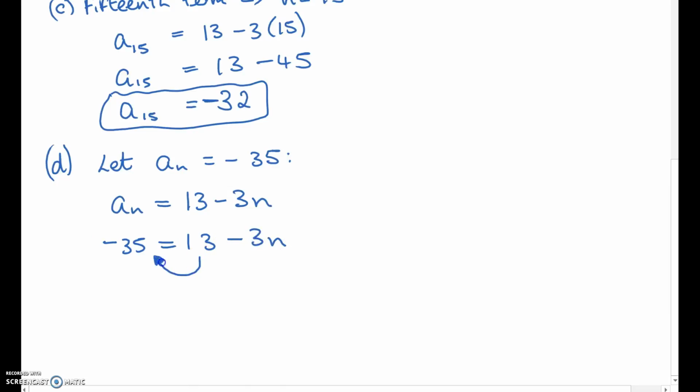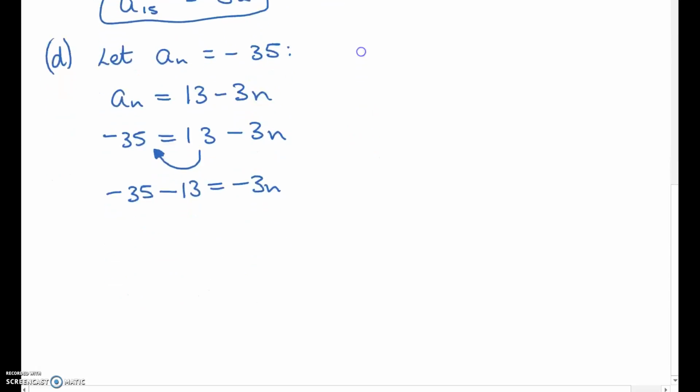Let's move that across like that. So we have negative 35 minus 13 equals negative 3n. Negative 35 minus 13, we can add those because they have the same sign, and that'll be negative 48 is equal to negative 3n. To find n, we divide both sides by negative 3. Negative 48 divided by negative 3, minus divided by a minus is a positive, and 48 divided by 3 is 16. And negative 3n divided by negative 3 is just n.